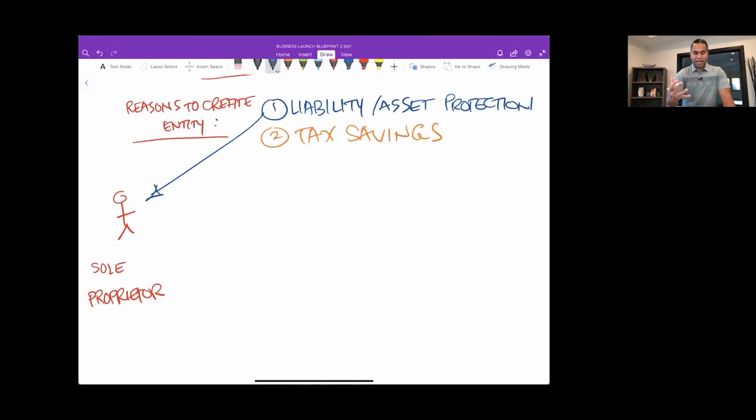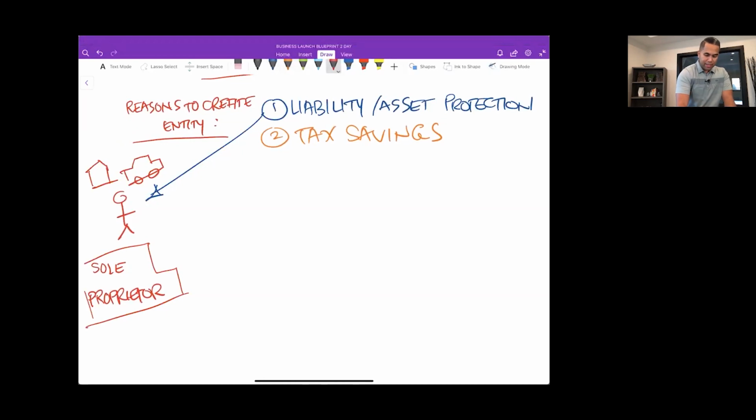If you have a lemonade stand and someone chokes on your lemonade and they don't like you, they can sue you. And they can take all of your personal assets, okay? You can have a home, you can have a car, right? But all this is fair game now if you are working and operating as a sole proprietor, okay?